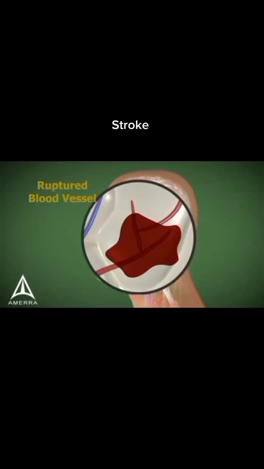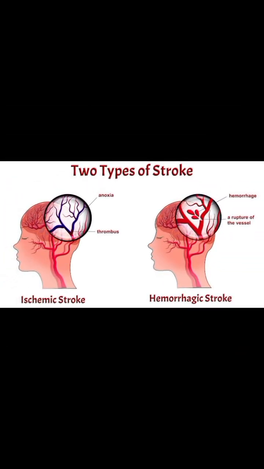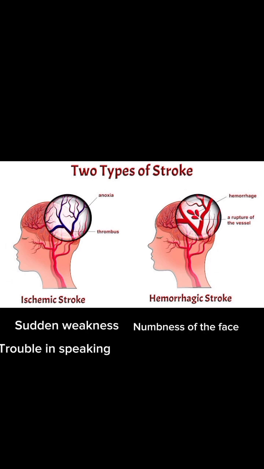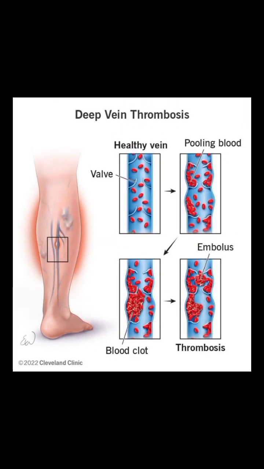Stroke is a medical emergency. And we have two types of stroke: ischemic stroke and hemorrhagic stroke. Symptoms: sudden weakness, especially on one side, trouble speaking, numbness of the face. Other diseases that are related to the circulatory system include peripheral artery disease, deep vein thrombosis, and varicose veins.